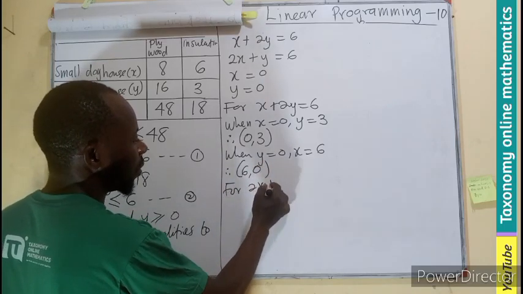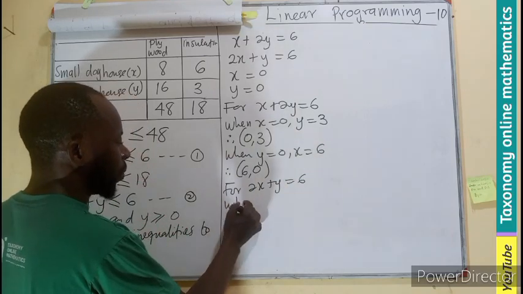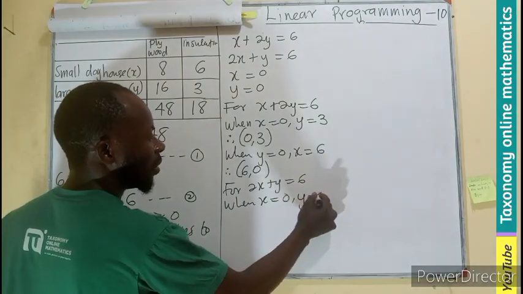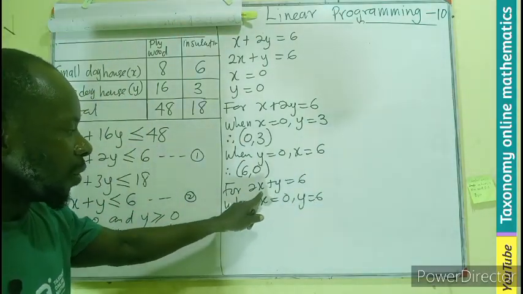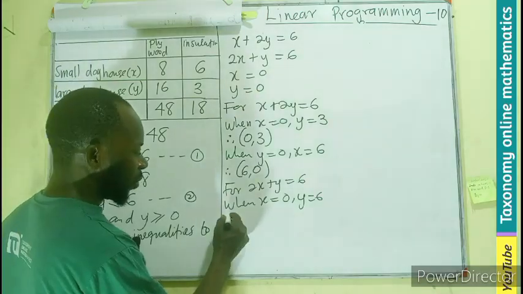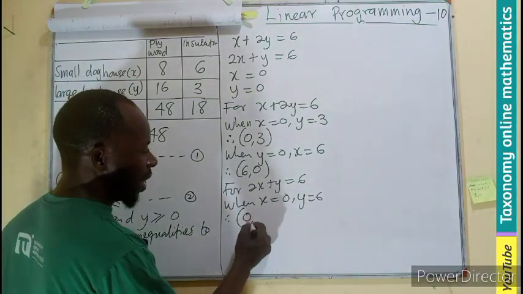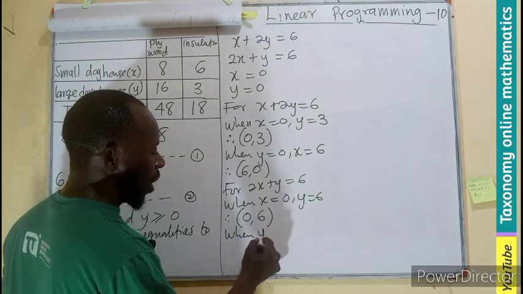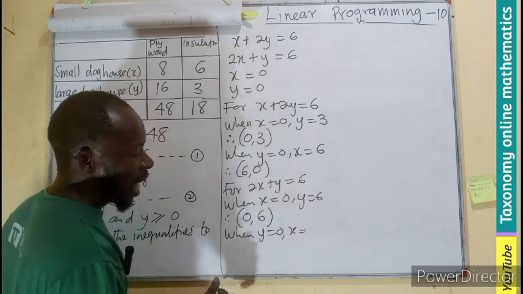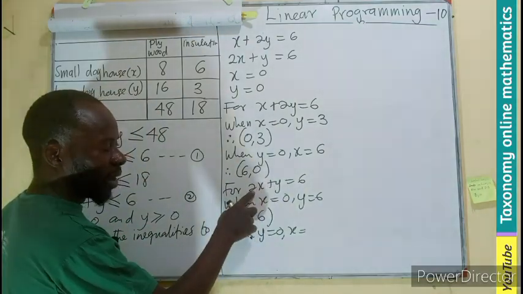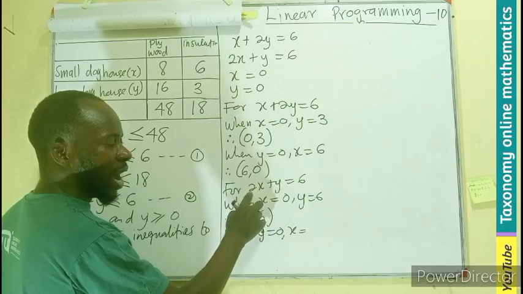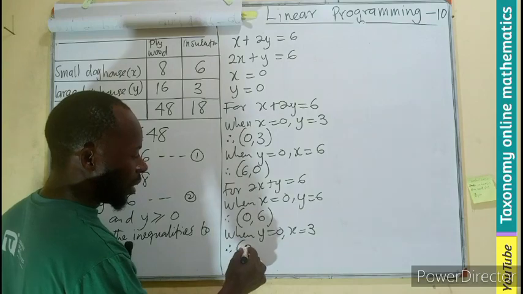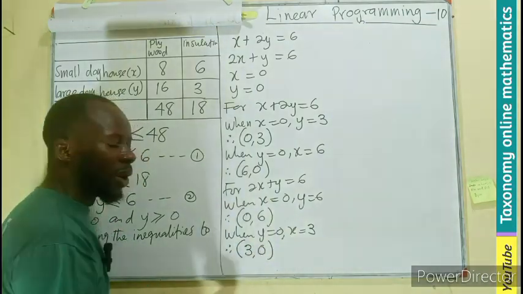For 2x plus y equals 6, when x is 0, y will become what? 6. You can see when you make x 0, you get y equal to 6. So the point will be 0 on the x-axis, 6 on the y-axis. And when y is 0, what will x be? 2x equals 6, divided by 2 gives us 3. So our point will be 3 on the x-axis, 0 on the y-axis.